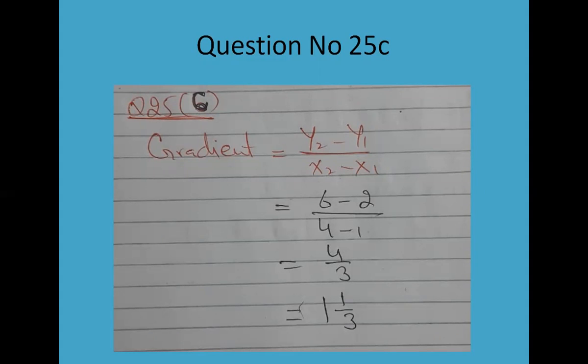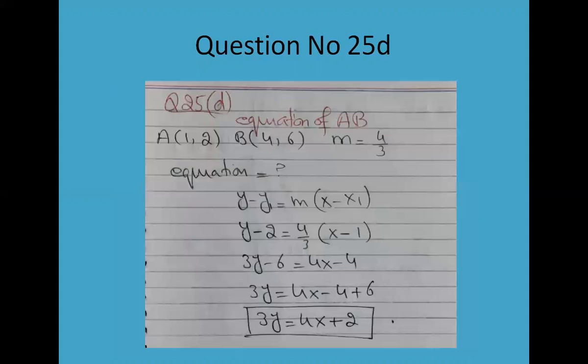You take 2 points on that line and you can apply this formula: y2 minus y1 divided by x2 minus x1. It will be 6 minus 2 divided by 4 minus 1. So you will have 4 divided by 3, so you will have 1 whole 1 by 3. That is how you find the gradient.